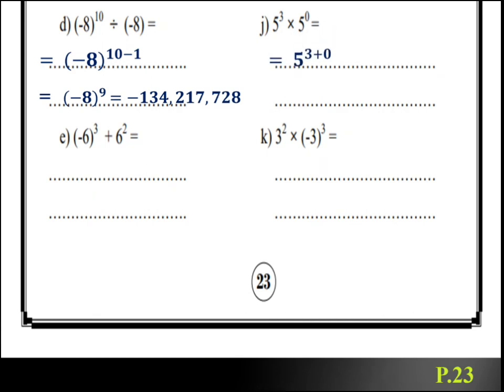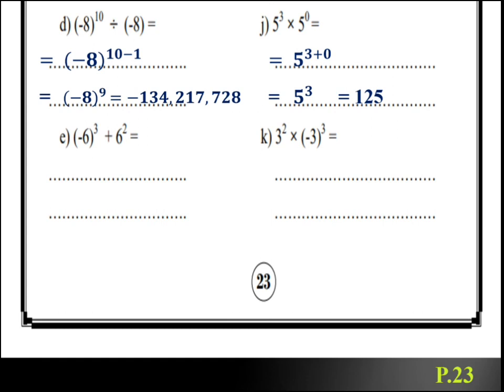Letter J, we have the same base and a multiplication sign, so we have to add the powers. It will be 5 power 3 plus 0, which is equal to 5 power 3. The final answer will be 125.